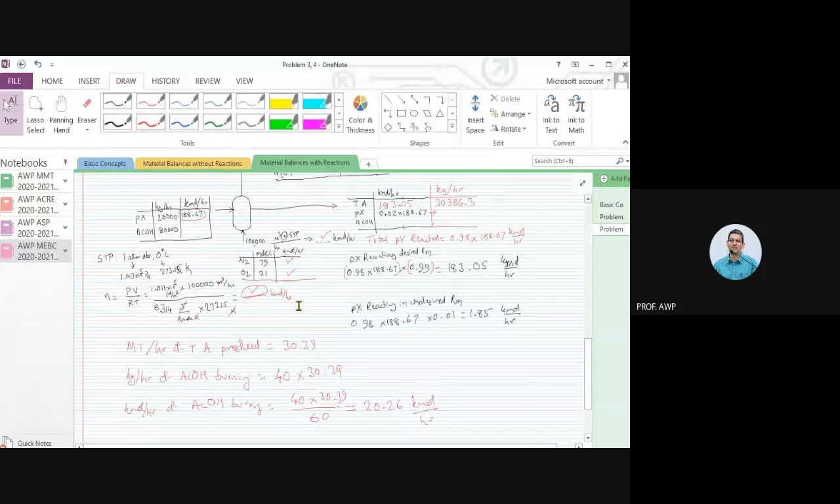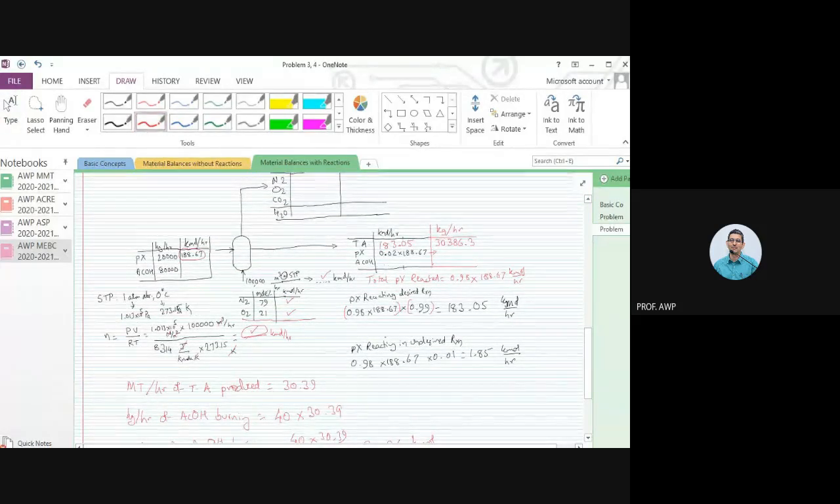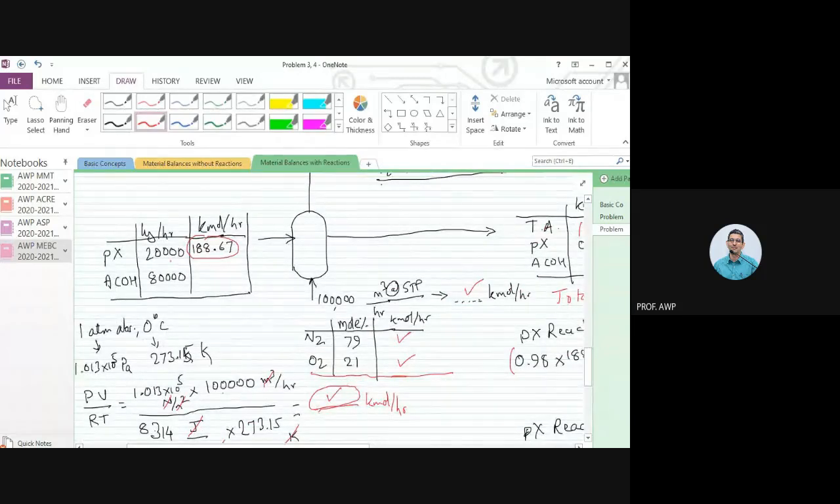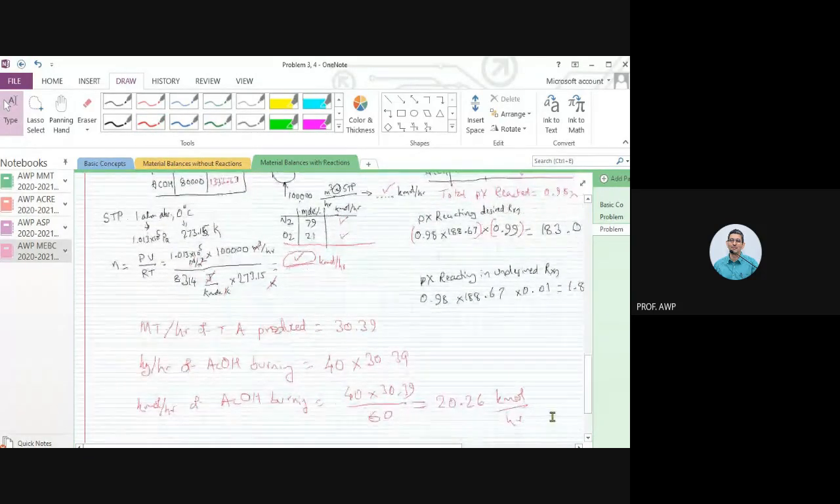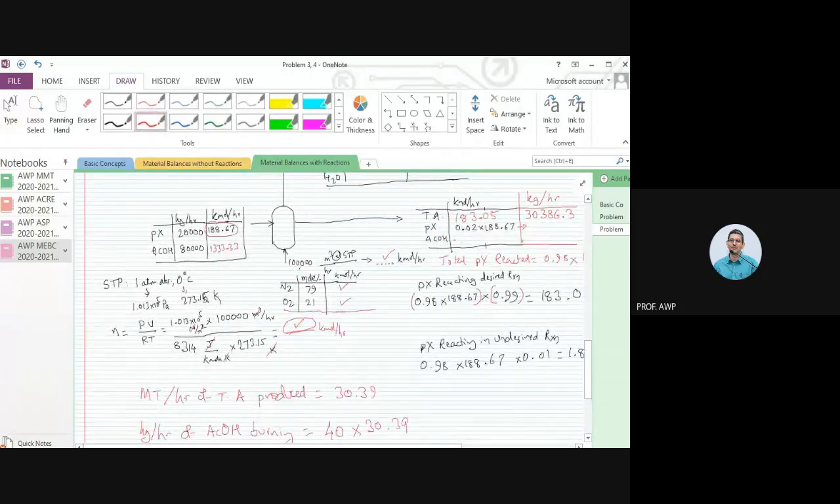Okay. Now can we start doing oxygen balance? Or we can start doing terephthalic acid balance. Okay, 80,000 kgs of acetic acid per hour come in. So 80,000 divided by molecular weight 60, it is 1333.33 kilomoles per hour of acetic acid come in. How much acetic acid is burning? 20.26 kilomoles per hour of acetic acid is burning. So acetic acid going out would be 1333.33 minus 20.26. Okay. And then we can convert this also into kg per hour.